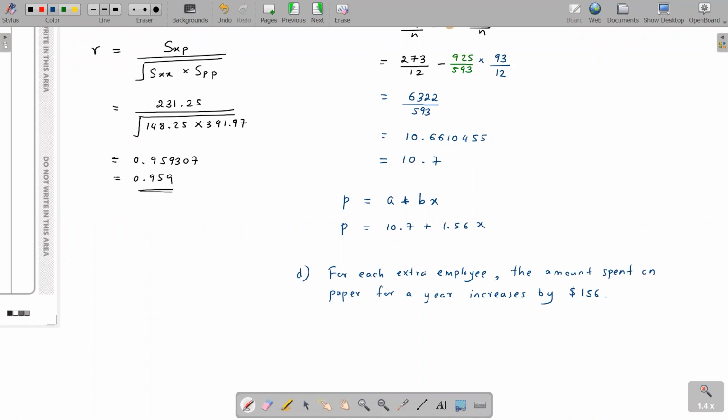Okay. This 156 came from this 1.56 over here. That means when x increases by 1, the p value increases by 1.56. However, the amount spent on paper is measured in hundreds of dollars, so because of that the proper answer should be 156. So for each extra employee, it costs the company $156 a year. Okay, shall we move on to the next part?